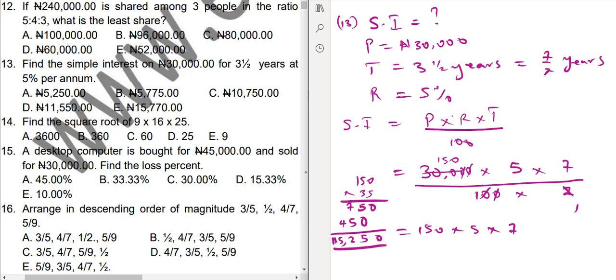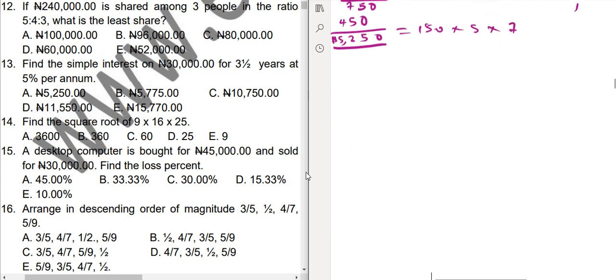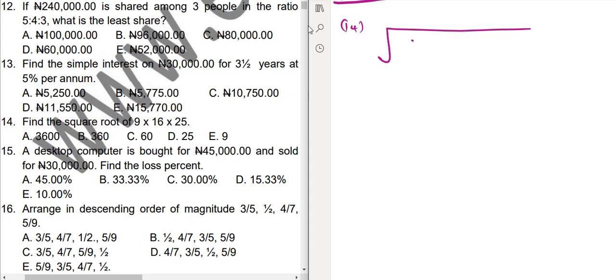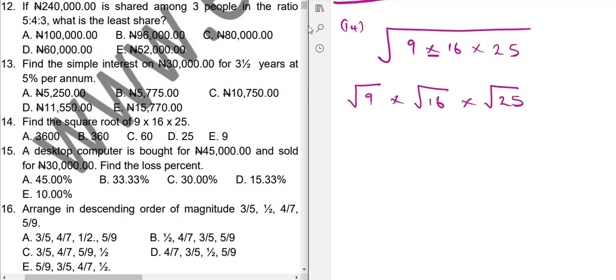Okay? Option A. Find the square root of 9 times 16 times 25. Because of these times signs, it can be split into root 9 times root 16 times root 25, when it is times, not when it's plus. If it's addition, you first add before you find the square root. But for multiplication, you can split it this way.